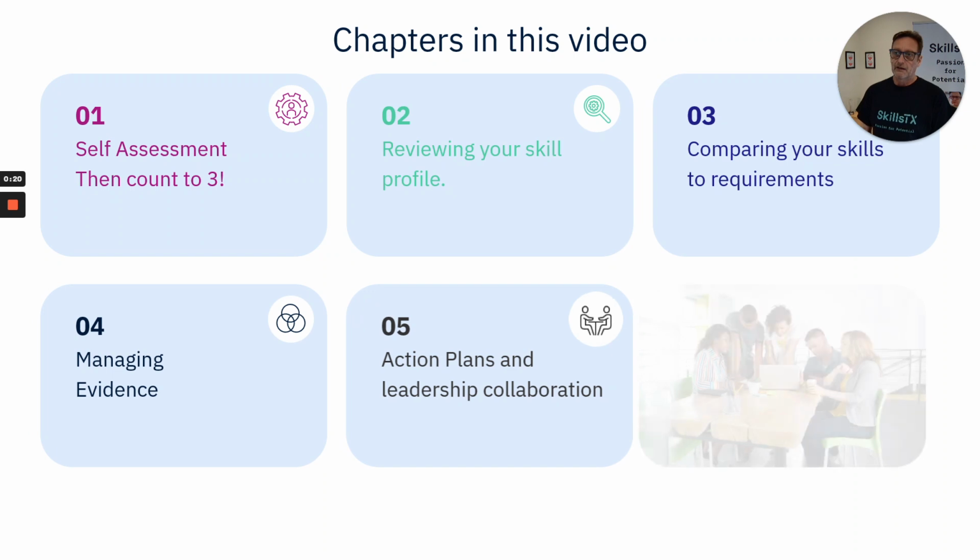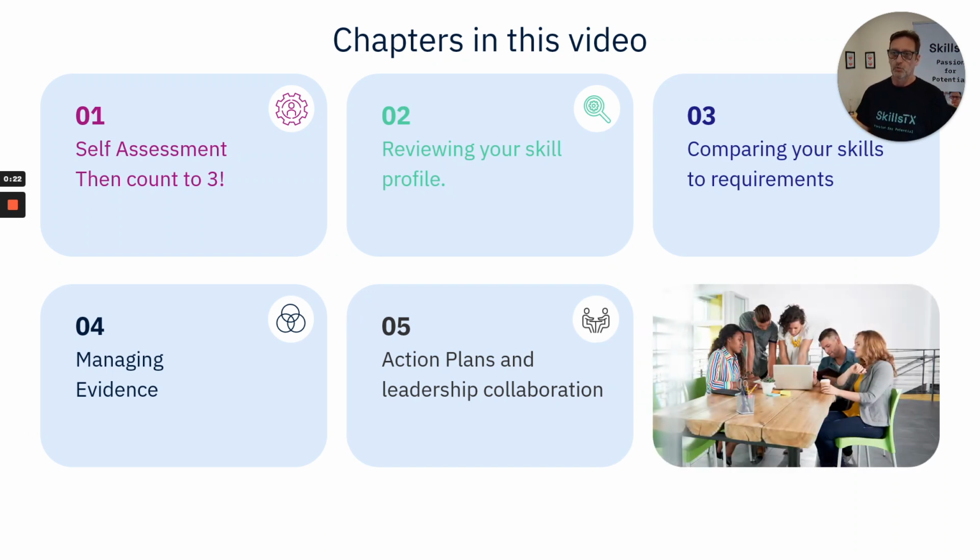So we've broken the video down into chapters. We're going to start with the self-assessment process, which is capturing a skill inventory. Once we've got that data in the system, we'll have a look at how you can review and update your skills. Then compare your skills to what we call requirements. These are very often a job or a role within the organization. Managing evidence, so providing evidence to support your skills, and most importantly, the creation and development of action plans in collaboration with your leadership. So just pause there and I'll jump over into the system.